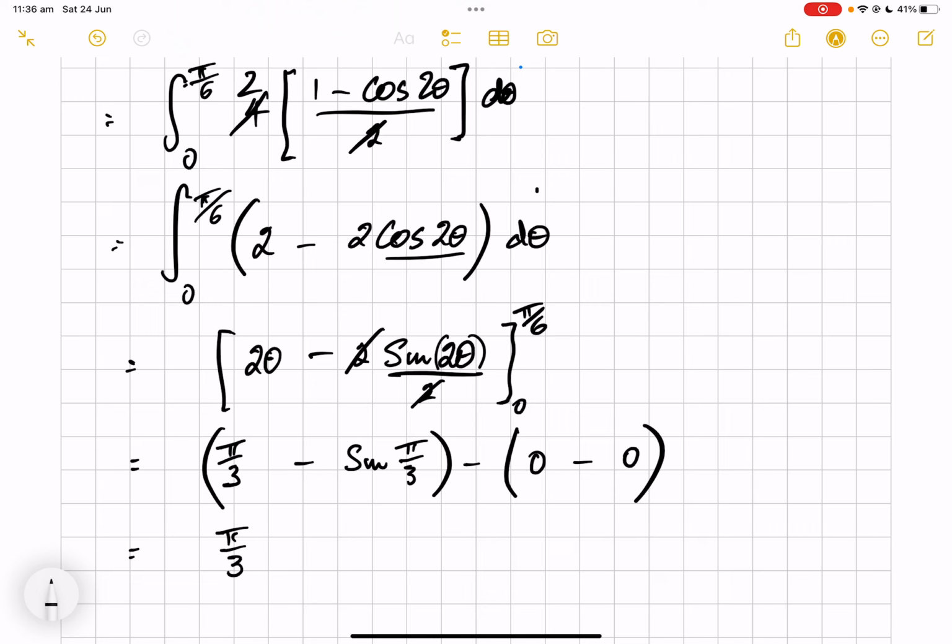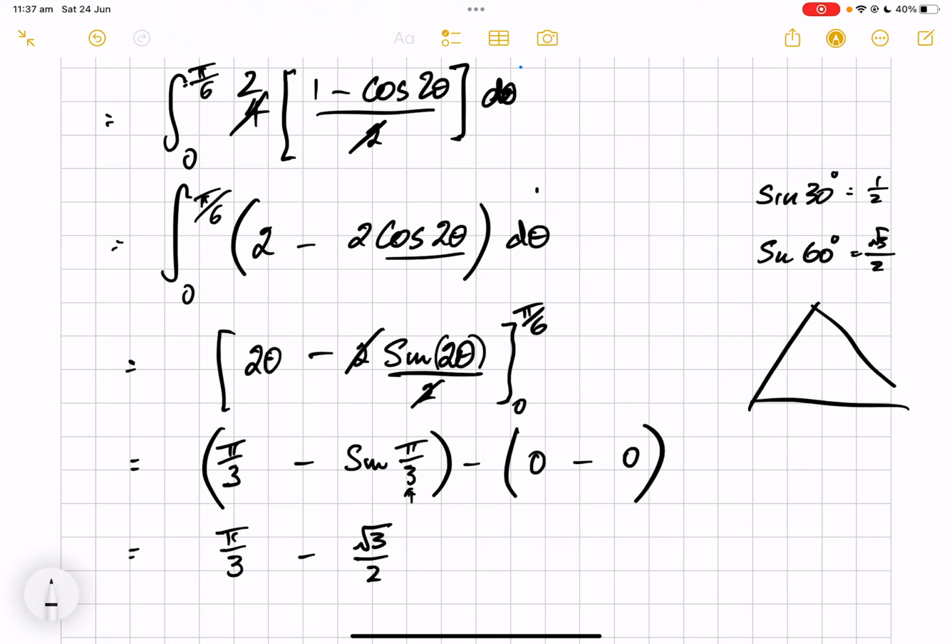We finish by replacing sine of pi on 3 with root 3 on 2. You should know that sine of 30 degrees is a half, and sine of 60 degrees, which is in fact pi on 3 radians, is root 3 on 2. I get that from the equilateral triangle, 2, 2, 2, cut it in half, you get a 1, root 3, that's a 60, that's a 30. Sine is opposite over hypotenuse, which for 60 is root 3 over 2.